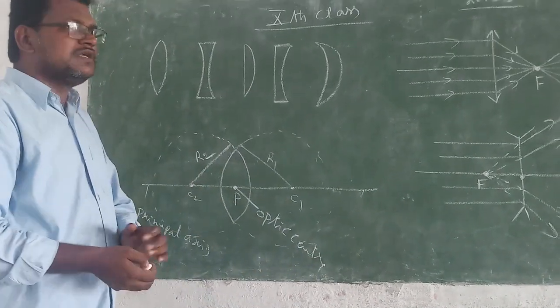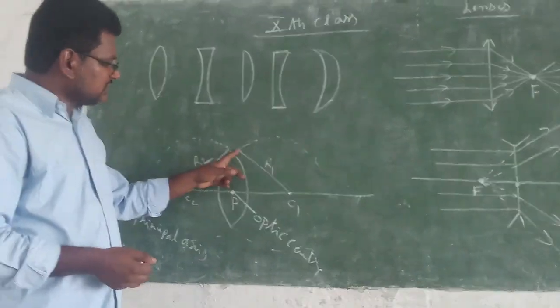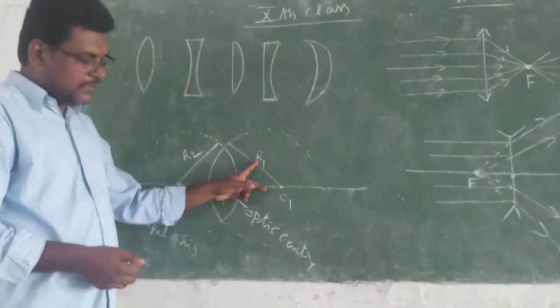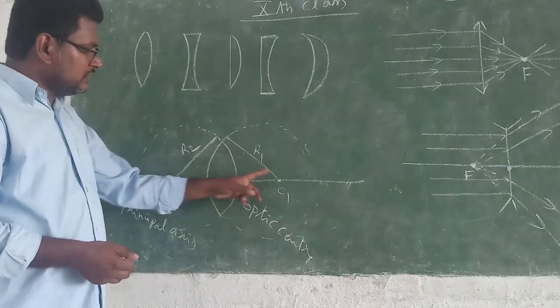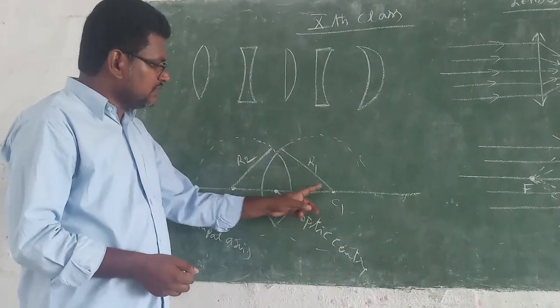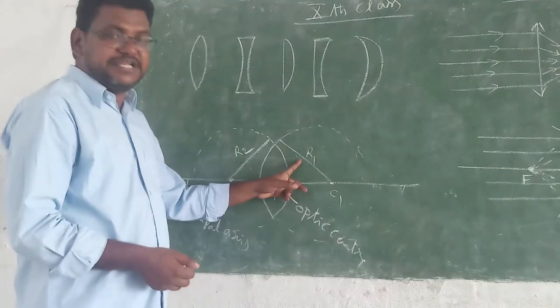Okay, and the distance drawn from the center of curvature to the surface is called the radius. The distance from the center of curvature to the curved surface is called the radius.